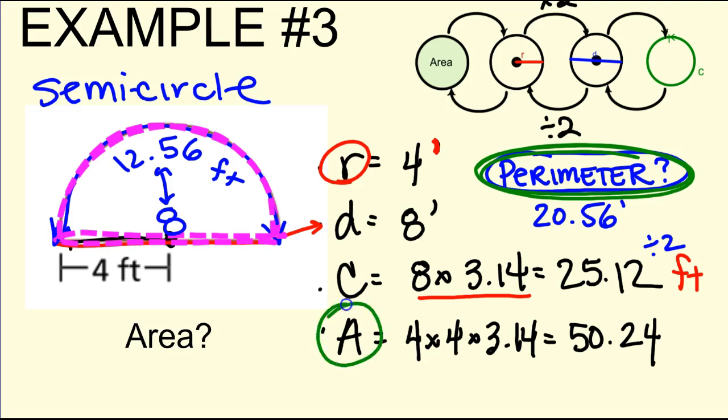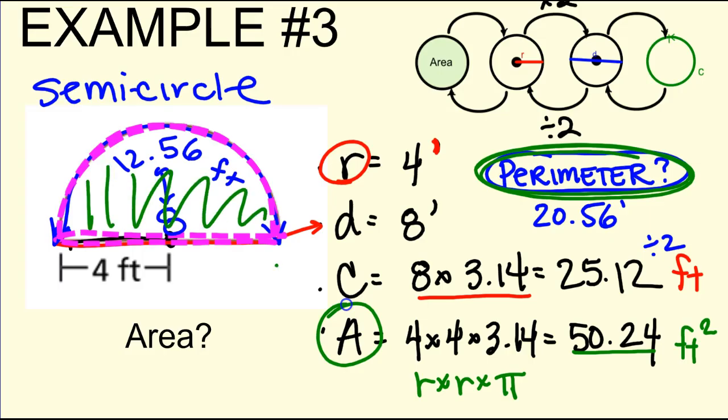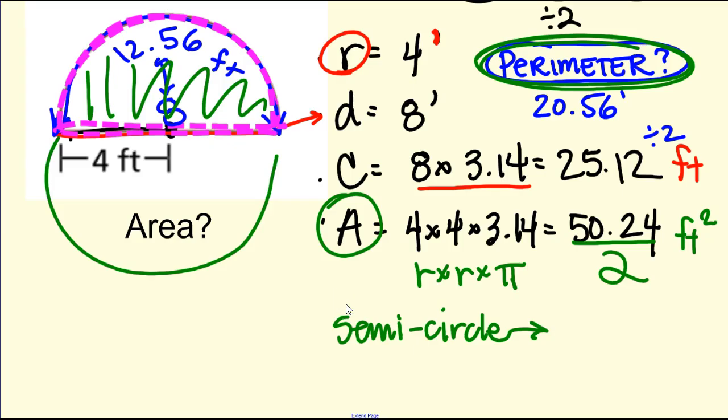And then finally for area, I did radius times pi. That gave me 50.24. It's area, so this would be square feet, or feet squared. But I don't have the full circle. I only have half the circle, right? This is only half of this entire circle, so I have to cut it in half, divide it by 2. So I get that the area of the semicircle is actually just 25.12 square feet.